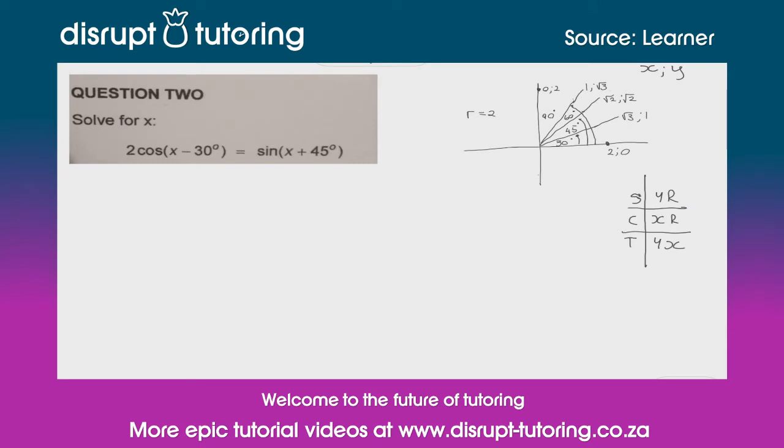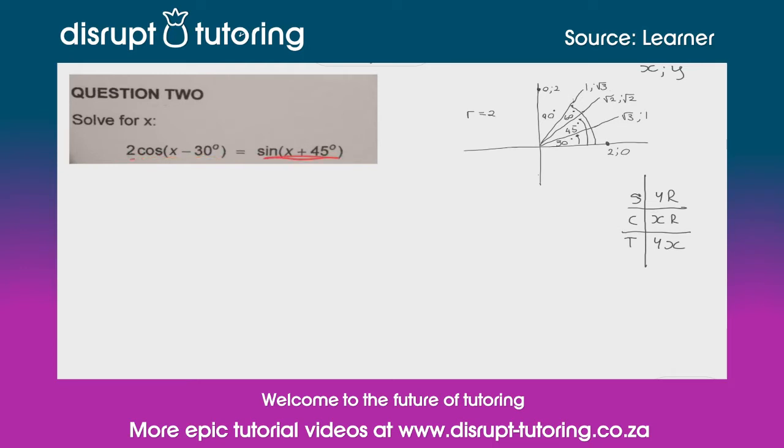Today I'm going to be taking you through a question on trigonometry and specifically general solutions, and this question was sent in by Sajida. With that in mind, let's jump in. So it says solve for x, and we have 2 cos(x − 30°) = sin(x + 45°).